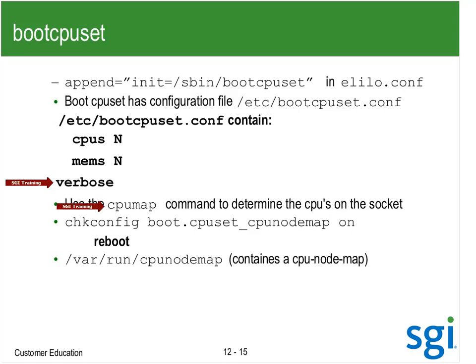And here's what I was bugging you, Jeff, about. I want to use cpumap, not topology, to see how I'm mapping onto cores and sockets. Topology doesn't give me that detail. Also, there is a /var/run/cpunodemap file to figure out what node a CPU is on.